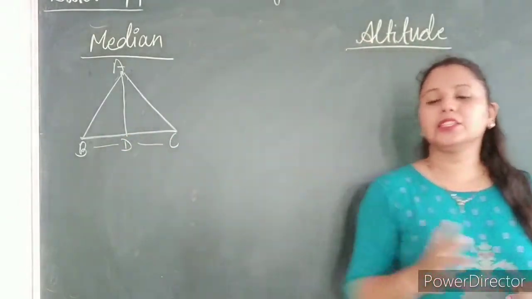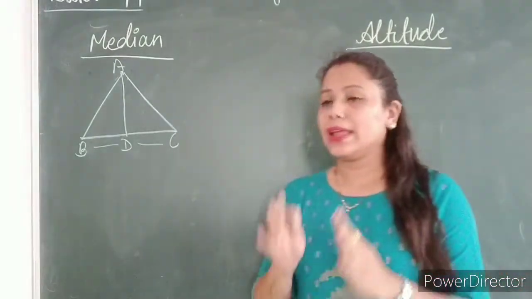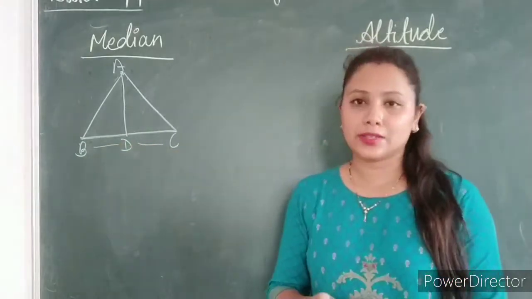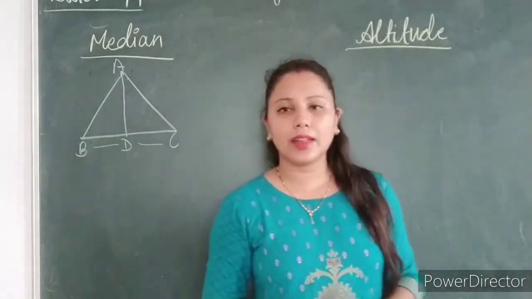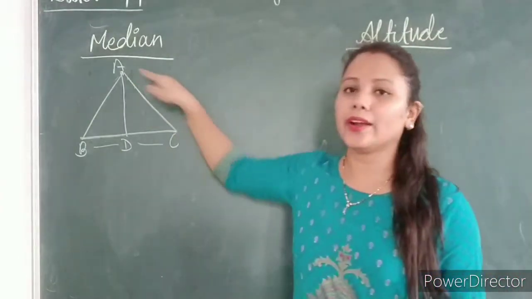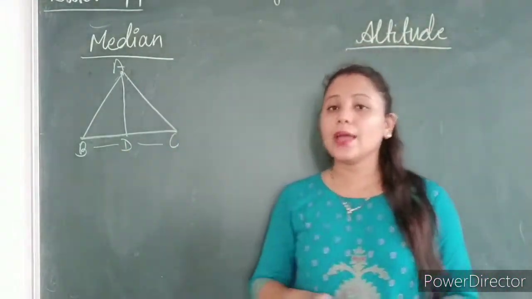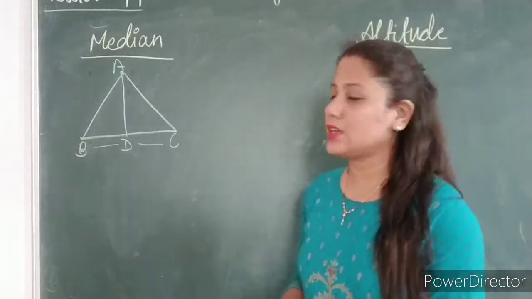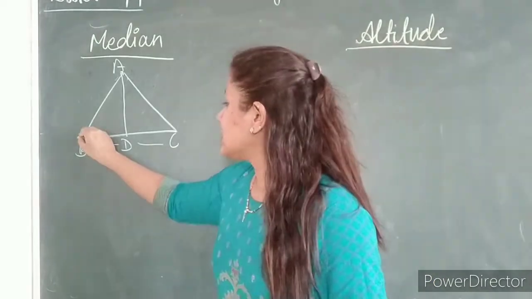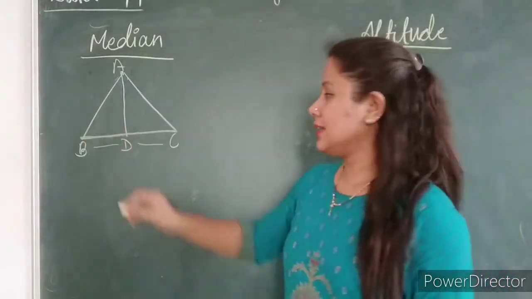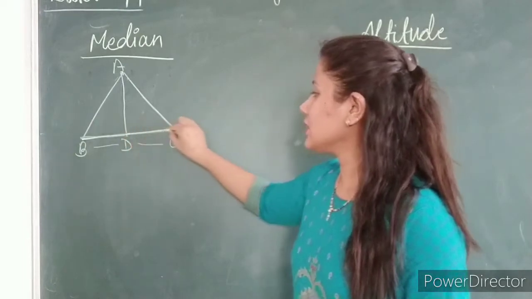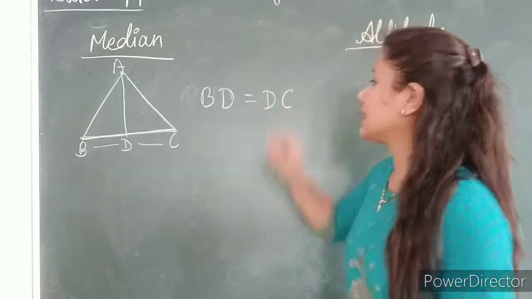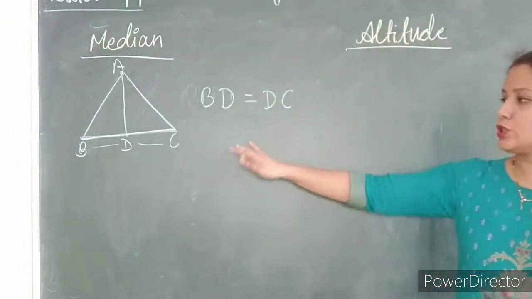Median में क्या होता है, आपके जो triangle है उसमें एक vertex से आपकी line pass होते हुए opposite side को two equal parts में divide करते हैं. So median means there is one line which passes through one vertex and divides the opposite side into two equal parts. Median में आपकी जो line होगी vertex से होते हुए opposite side को two equal parts में divide करेगी. So here it divided the side BC into two equal parts, BD and DC. Clear? BD is equal to DC. So that is your median.